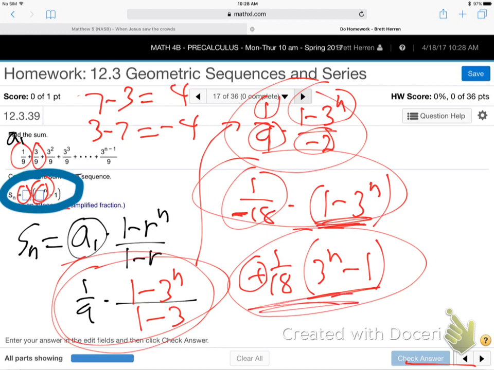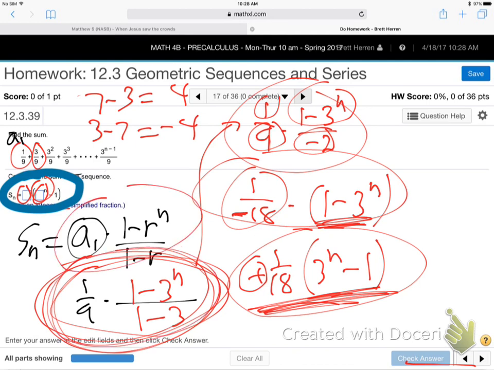So it took a little bit of work to give it the look they wanted. 1/18, 3 to the n minus 1. I'm going to go type that in, make sure they're... So questions on that? Is that okay then? A little manipulation they wanted at the end. So again, on a test, this is fine with me right here. Just use the main formula, plug in the A1 and the R. I'm happy. I don't require any particular format.